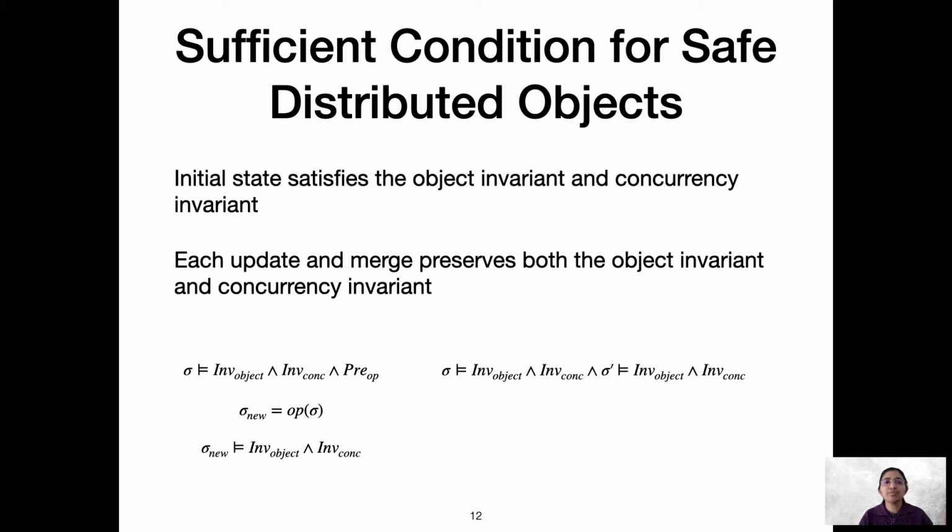In the case of merge, we require the states sigma and sigma prime, which are being merged, to respect the object invariant and the concurrency invariant. So here, the prime state indicates the remote state which is being merged into the local state. The state sigma nu, which is obtained after merge, should also uphold the same set of invariants.